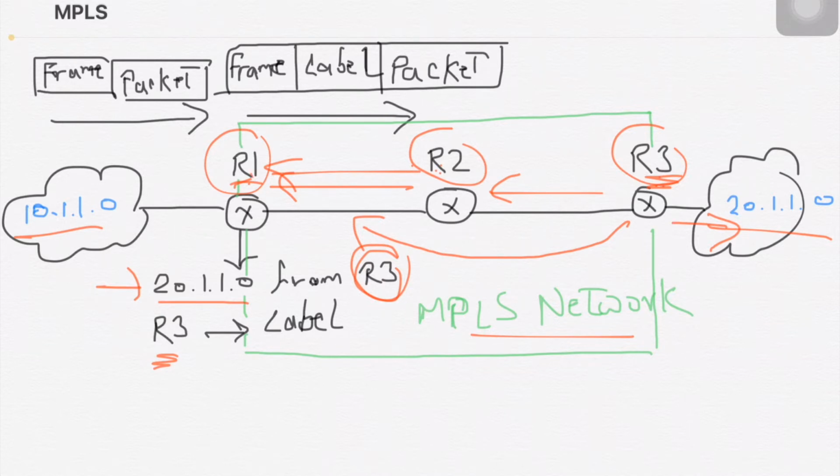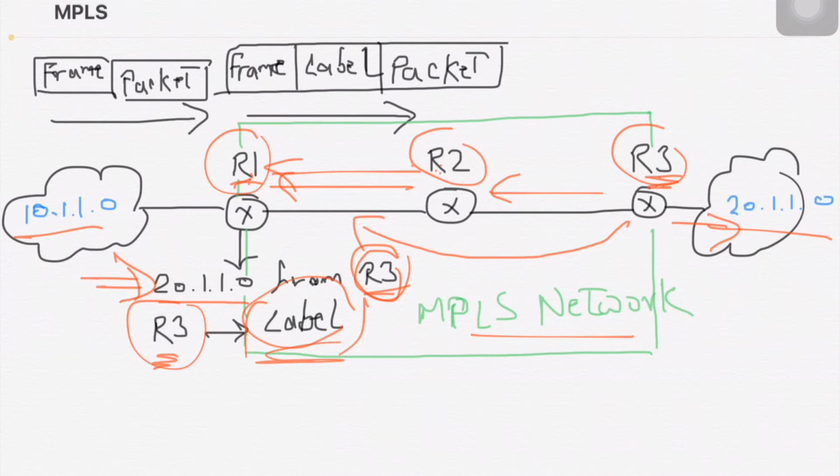So router 1 will record router 3 with a label, or a number, and any packet destined to 20.1.1.0 will be sent to router 3 with a label.